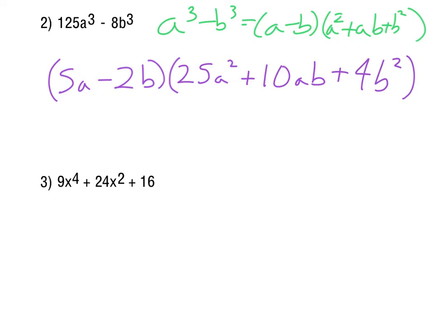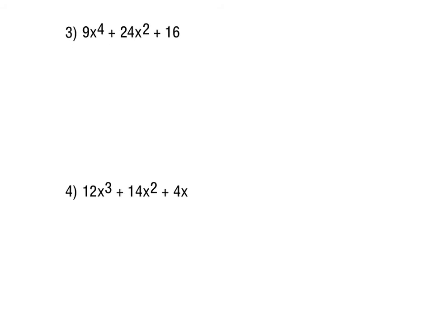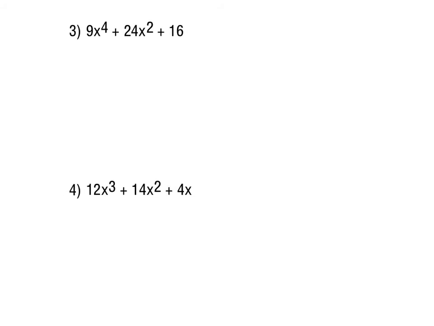Alright, moving on to number 3, the 9x to the fourth plus 24x squared plus 16 certainly looks like a perfect square trinomial. If we square root the 9x to the fourth, we get 3x squared. Square root the 16, we get 4. And if we find that product and double it, we do get 24x squared. So that confirms that yes, it is that perfect square trinomial.